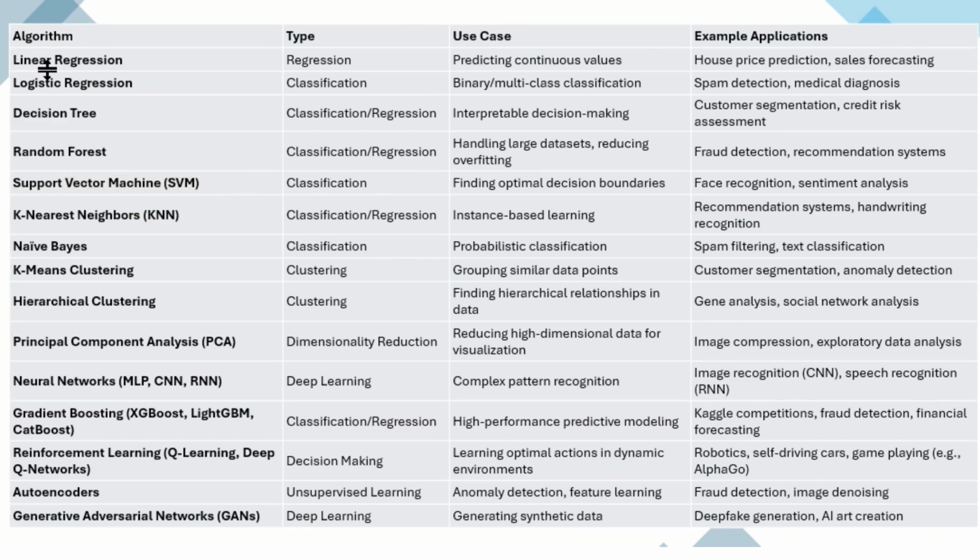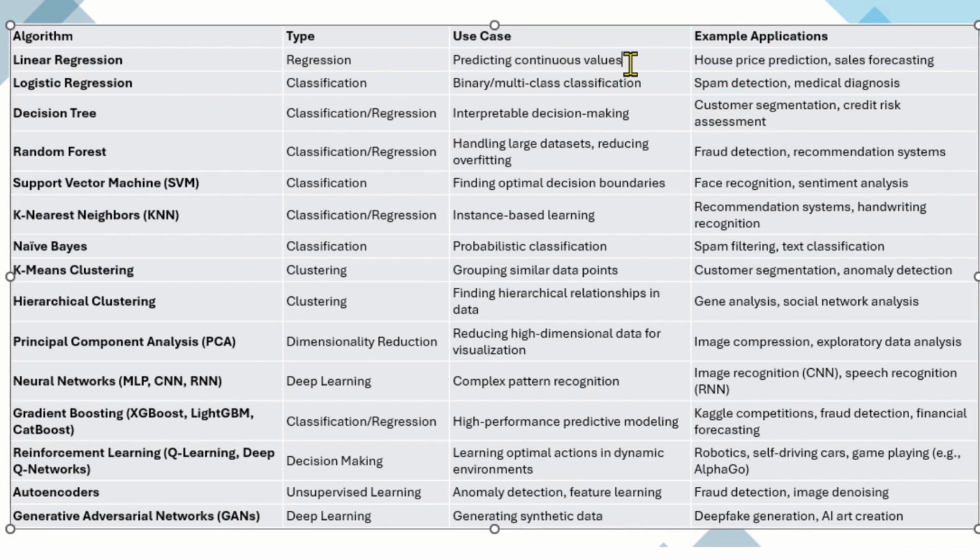Basically, in the last video about the GDP per capita, if you watched it, I used linear regression to calculate and predict the GDP per capita in Singapore. So in that use case, it's about predicting a continuous value, which is why I used linear regression. Also, if you are doing house price prediction, sales forecasting, or even temperature forecasting, you can use linear regression.